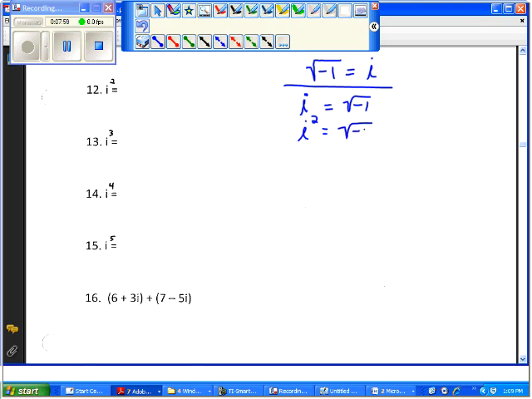You would have the square root of -1 squared be equal to -1. So if i is the square root of -1, then i squared would be the square root of -1 squared, which is -1. And then i cubed would be this answer, -1, times another i, right? So we would get -i. Do you see that?